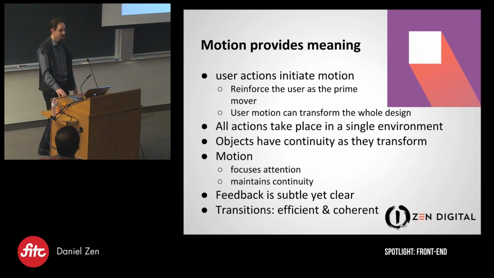Motion provides meaning. Once again, user actions initiate the motion. This reinforces the user as the prime mover. User motion can transform the whole design, so some interaction that you do could actually make things change completely. All actions should take place in a single environment, but objects, even if you transform the whole design, should have continuity as they transform. Motion should focus the attention and maintain continuity. Feedback is subtle yet clear, and transitions should be efficient and coherent.